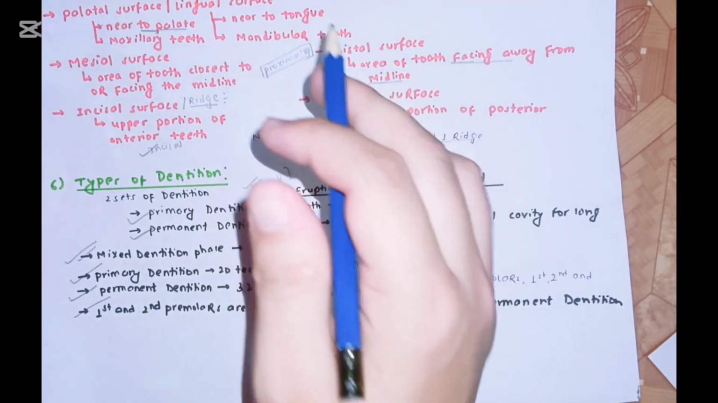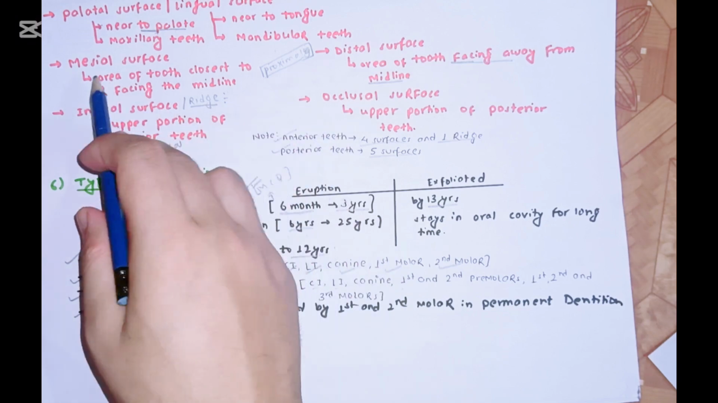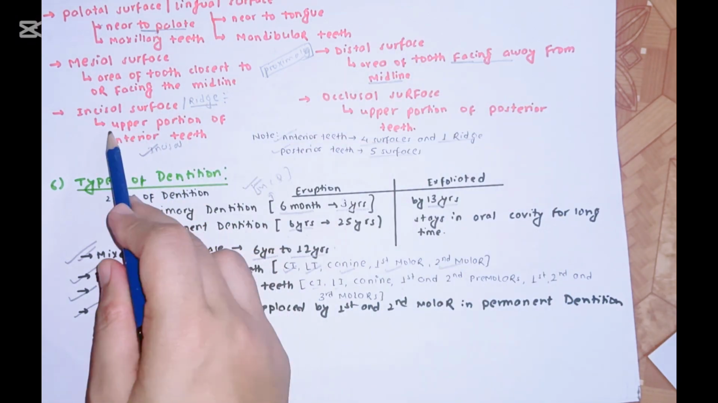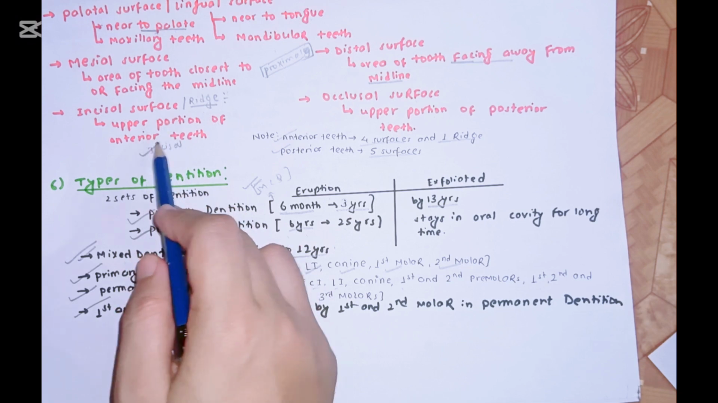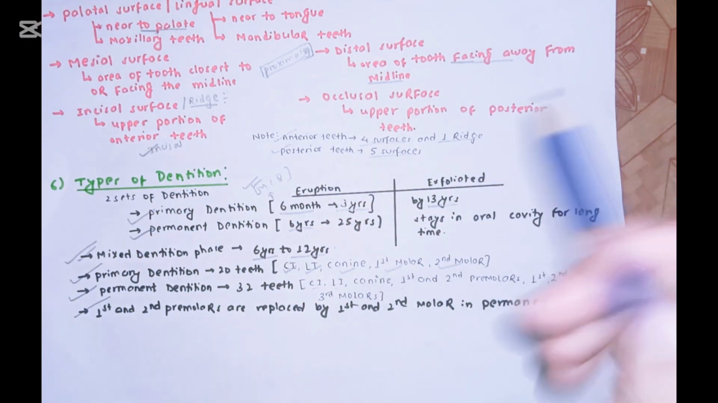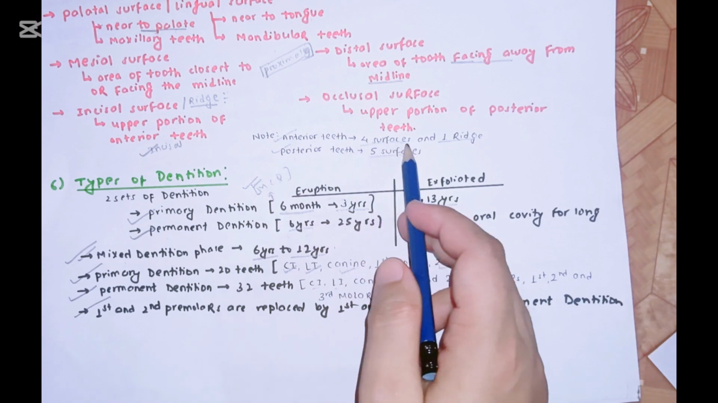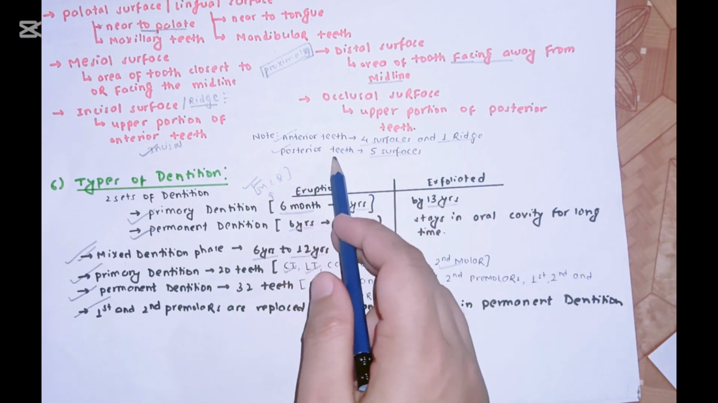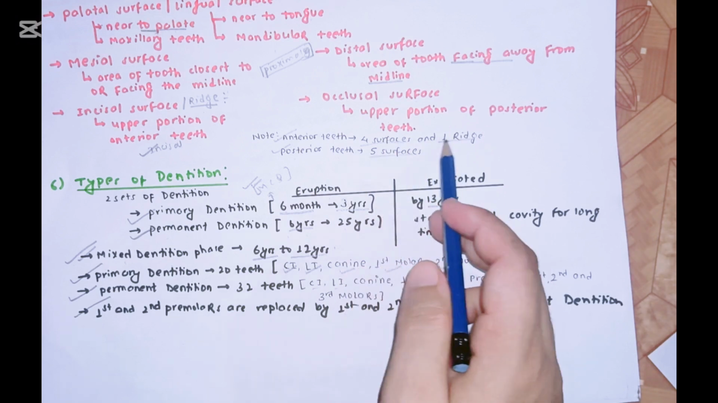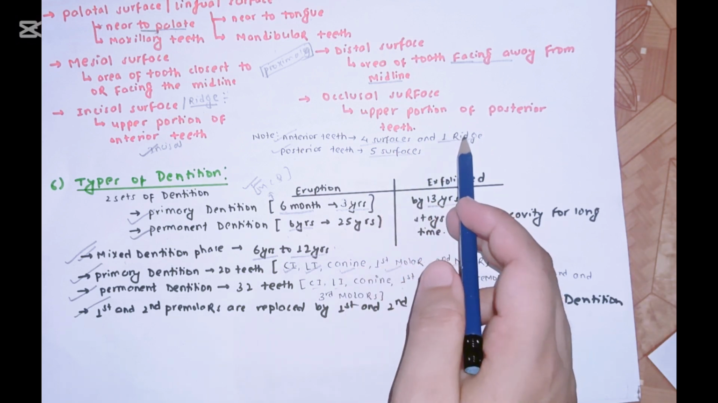Proximal surface means the surface that is between the two teeth. It must be the mesial surface of one tooth and the distal surface of the another tooth. Now incisal surface or ridge is present in anterior teeth, and occlusal surface is the upper portion of the posterior teeth. Okay, so in anterior teeth there are four surfaces and one ridge. Similarly, in posterior teeth we have five surfaces. And the occlusal surface is present in a ridge form in anterior teeth.